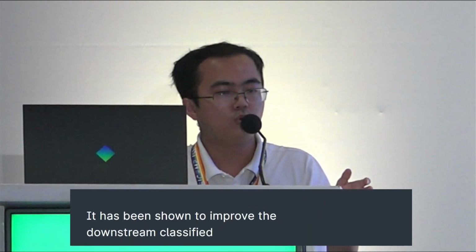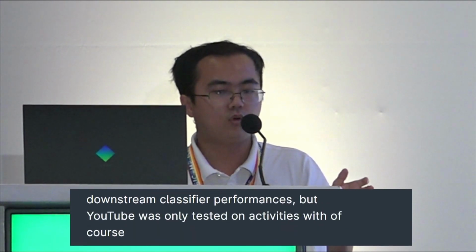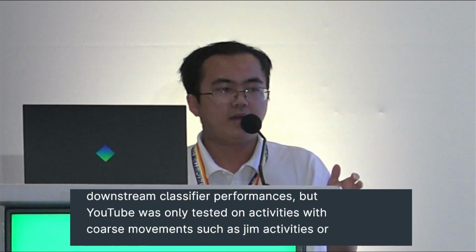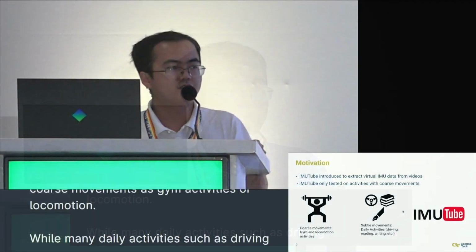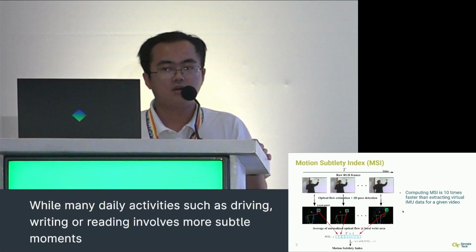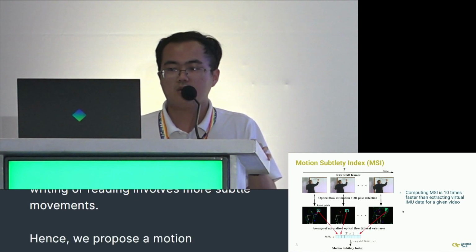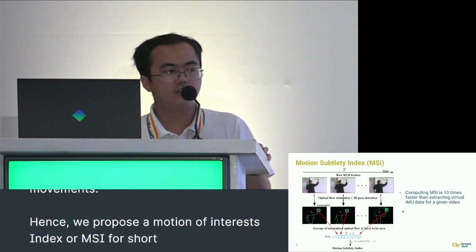But IMUTube was only tested on activities with coarse movements such as gym activities or locomotion, while many daily activities such as driving, riding, or reading involve more subtle movements. Hence, we propose a motion subtlety index, or MSI for short, to measure the subtlety of activities from videos.